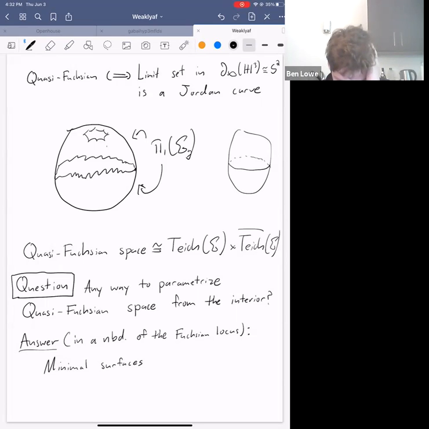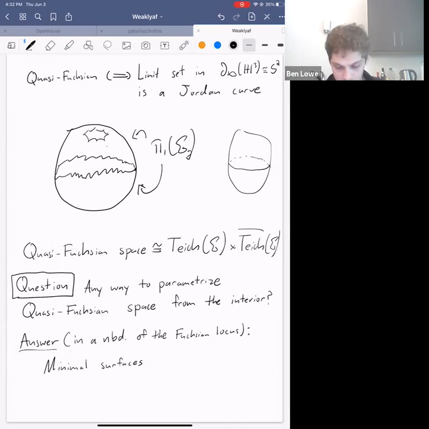But one question is, since we look at the actual quasi-Fuchsian manifold, all the action is happening in the convex core. So one thing you could ask is whether there is a way to parameterize quasi-Fuchsian space from the interior, from the geometry in the middle where it's more complicated.